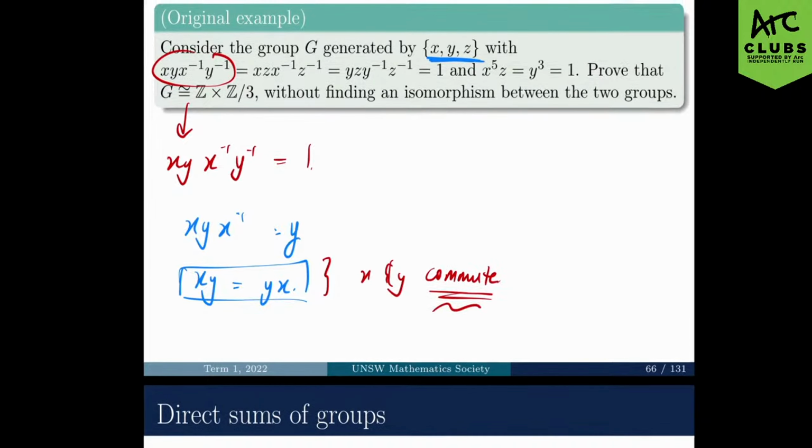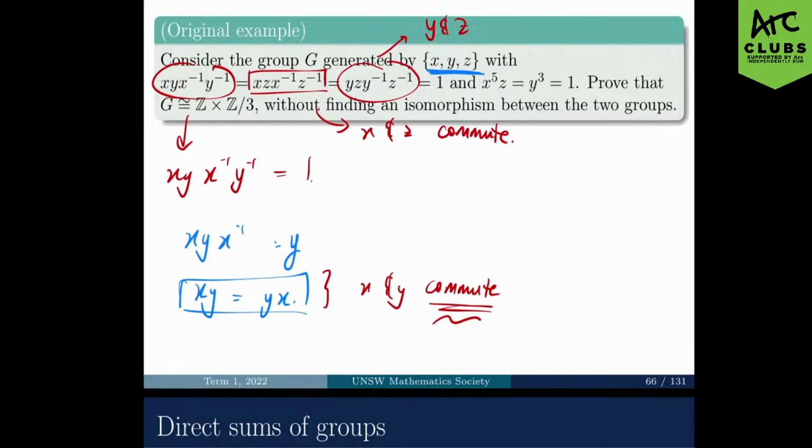Same thing over here. This just means that X and Z commute. And lastly over here, this means that Y and Z commute. So nothing too shocking over here, but basically we've gotten that they all commute. But we've also got this requirement, x to the 5z equals y to the 3 equals 1. And so somehow we need to find out what the group generated by those 3 elements is going to be equal to.